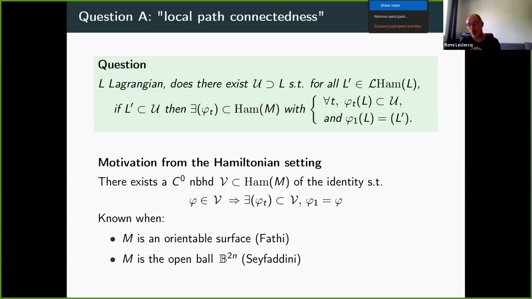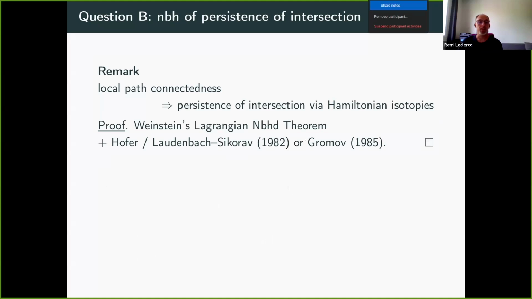So one way to deal with a really hard question, and that's what we did, is to find a question which is maybe weaker but still interesting, and let me try to convince you it's weaker and still interesting. If you had such a neighborhood of path connectedness, then you would get what I call persistence of intersection via Hamiltonian isotopies. Let me explain what I mean and also why it's true.